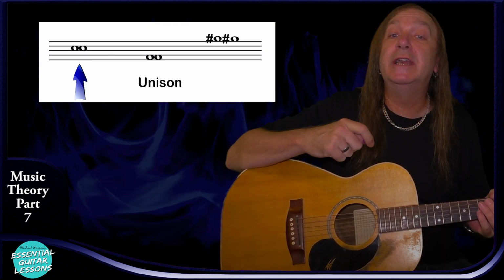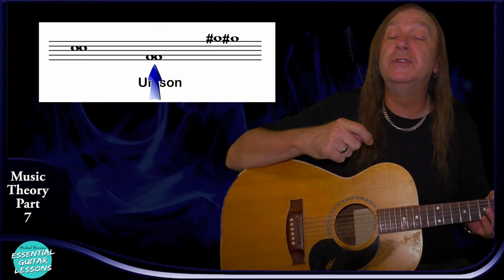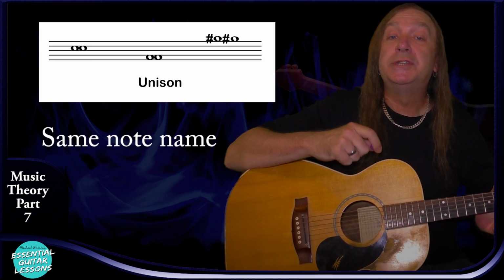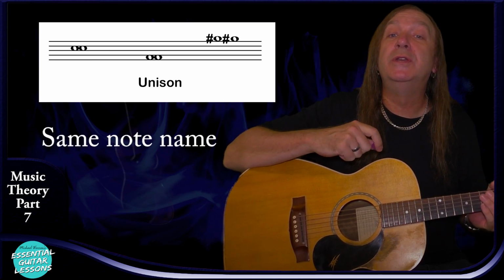Now when we have the same note with the same pitch, we call it a unison. And that's the only one we call a unison. So that's pretty easy. Same note, same pitch. So if we look at our staff, if I had C to C, that's a unison. F to F is a unison. If we had G sharp to G sharp, that's a unison. So same note, same pitch, we call the unison.